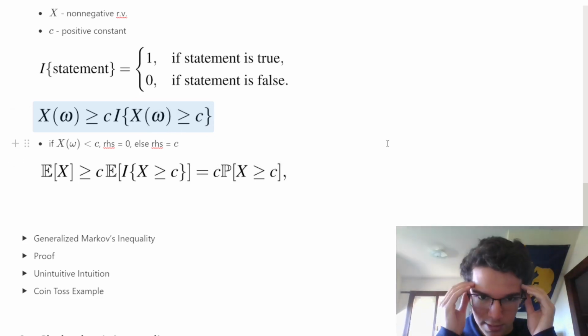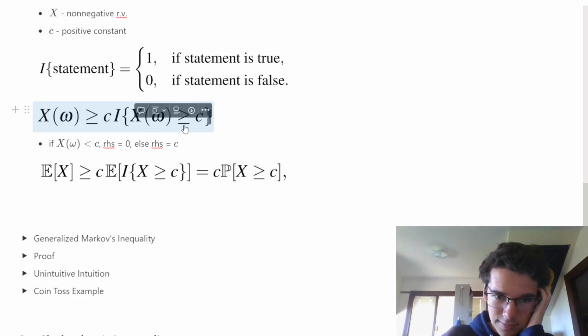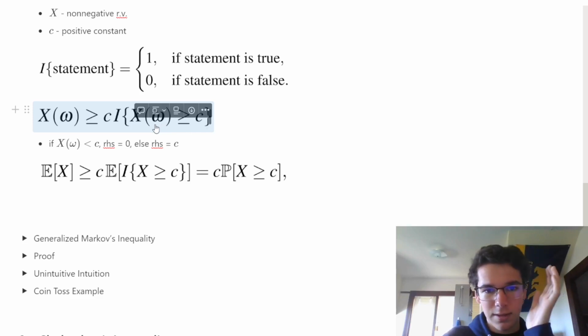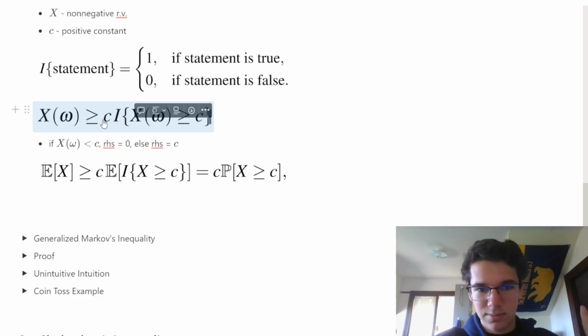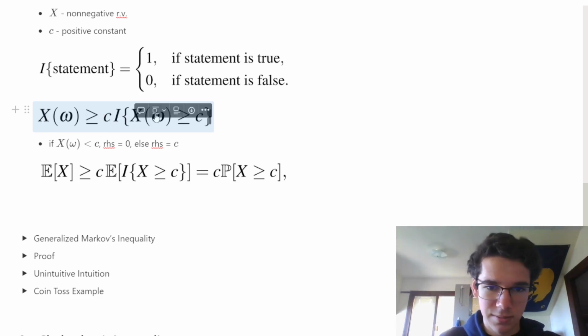Okay, so what does that mean? If this is true, if x is greater than or equal to c, then this is just going to become 1, and this is just going to become x is greater than or equal to c, which by definition is true because we established here that x is greater than or equal to c.